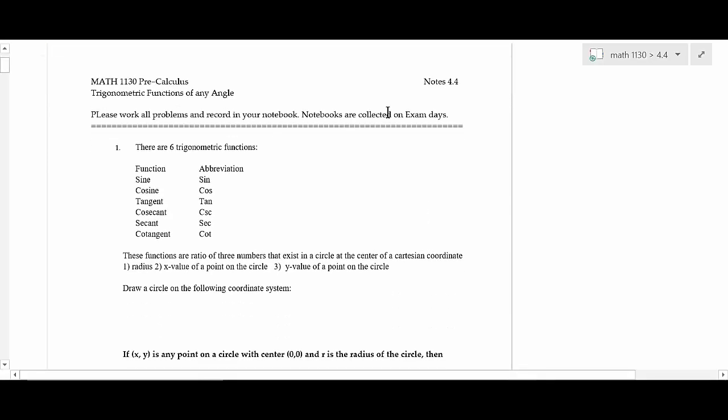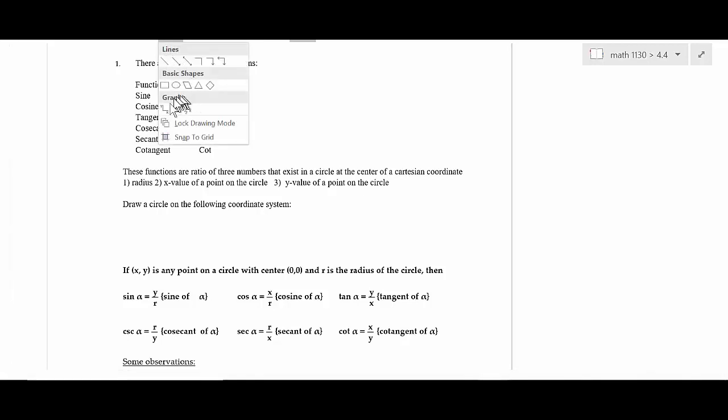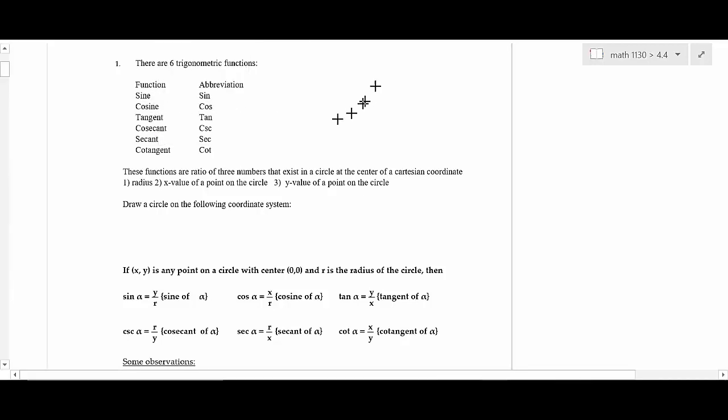We just haven't really put it all together yet. Sometimes textbooks will tend to show this first before they do the unit circle. Okay, so what I want you to do on here is we're going to draw a diagram. I want you to just draw a diagram in here.